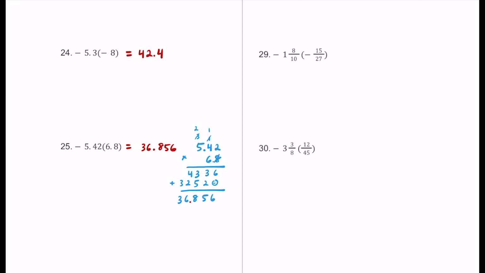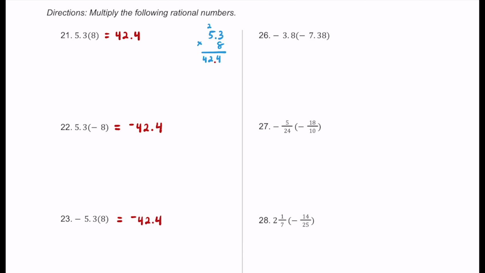So we should end up having a 36.856. And notice how we have one negative in our answer, one opposite symbol. So this should be a negative 36.856.